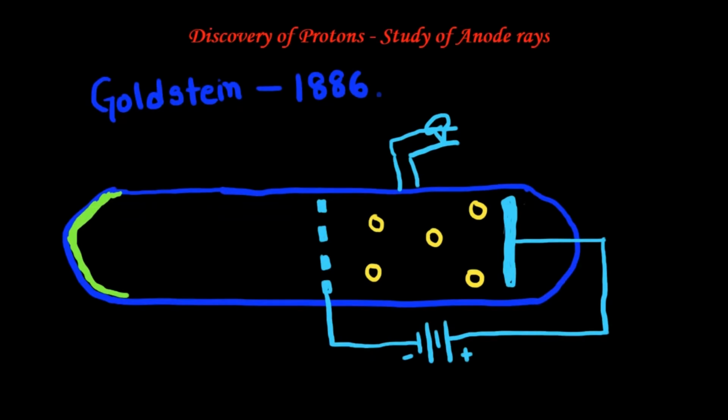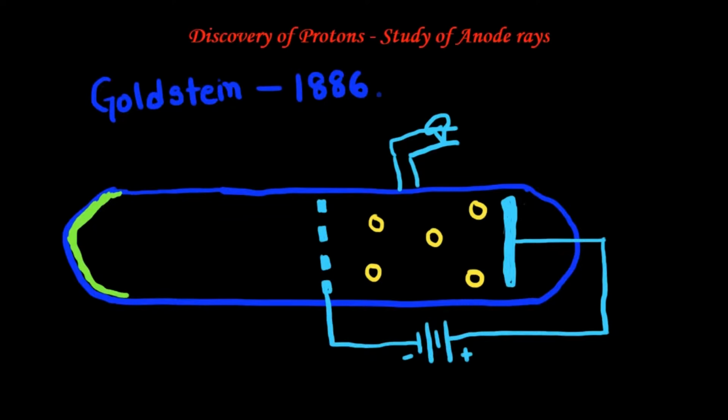Since the atom as a whole is known to be electrically neutral and the presence of negatively charged particles in it was established by J.J. Thomson, it was thought that some positively charged particle must also be present in the atom.